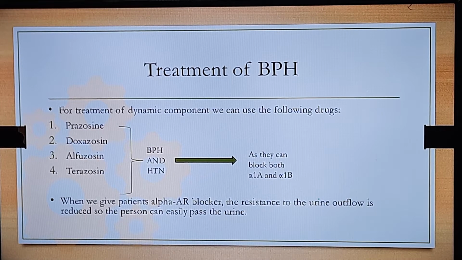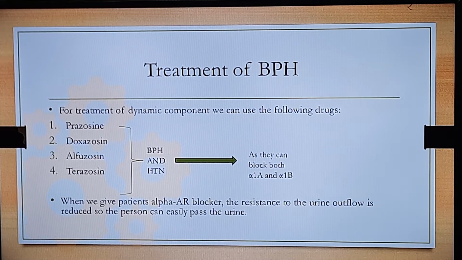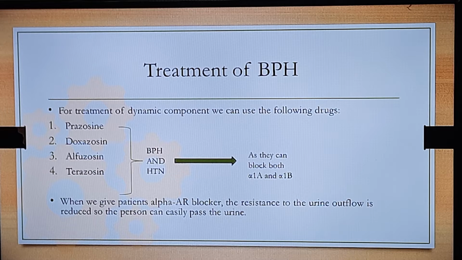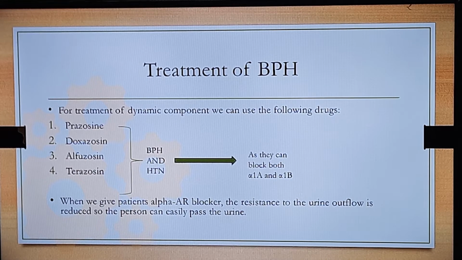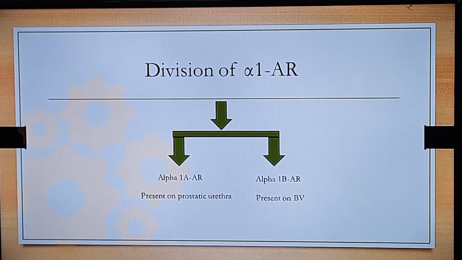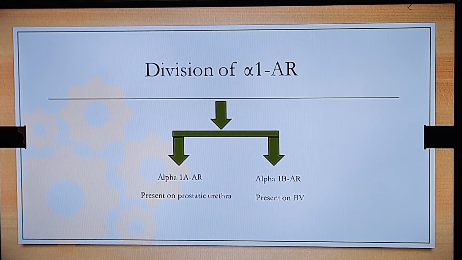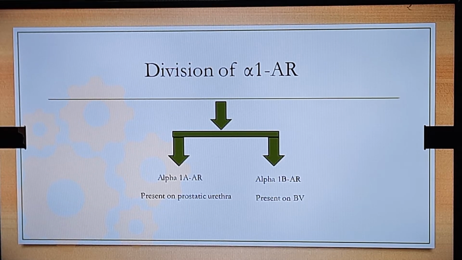Now let's come to the treatment of BPH. For the treatment of the dynamic component, we can use the following drugs. We can use drugs like prazosin, doxazosin, alfuzosin and terazosin. What do these do? They block alpha 1A and they block alpha 1B adrenergic receptors. Now what are these alpha 1A and alpha 1B adrenergic receptors? When we discuss the further division of the alpha 1 adrenergic receptor, we can further classify it into two main subtypes. The very first one is the alpha 1A adrenergic receptor and the other is the alpha 1B adrenergic receptor.